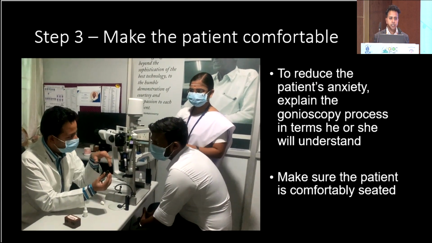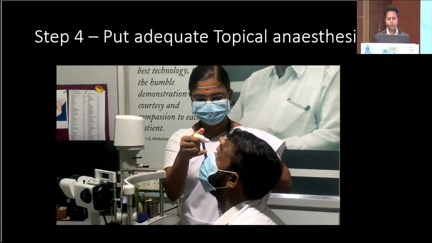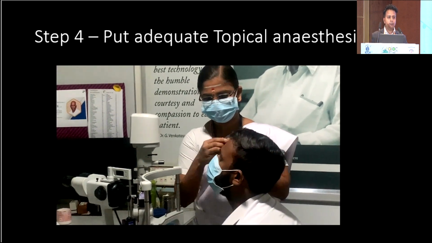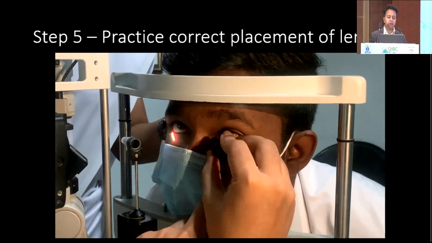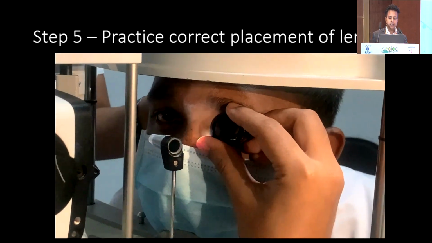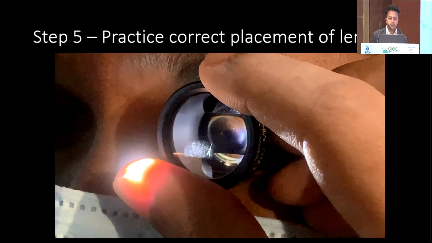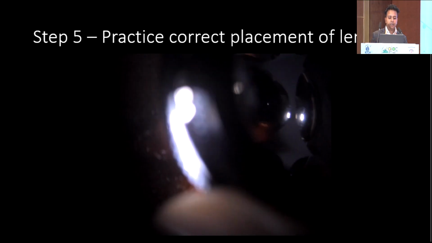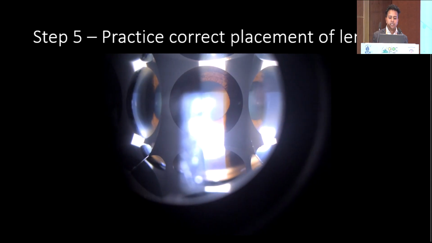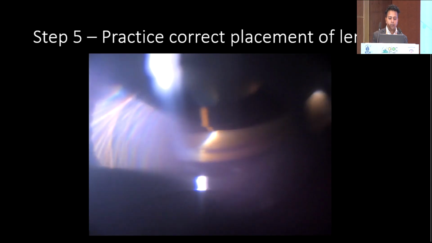Explain the procedure to the patient, make him comfortable, put adequate topical anesthesia, and practice correct placement of the lens. Ask the patient to look up, gently place the lens, and go ahead. First look at the superior, then the inferior, then turn around 90 degrees, then you can use the lateral side. Practice placement of the lens very gently. You have to place it so as to avoid any corneal folds.